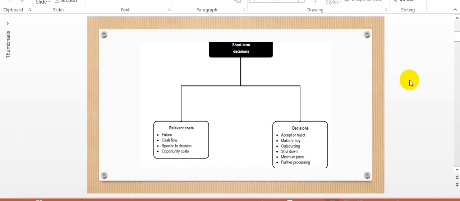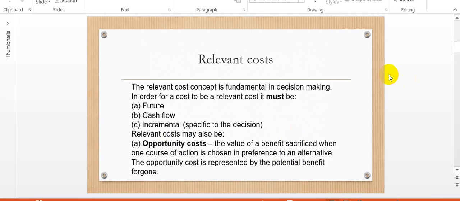In so doing, we use relevant costs to help us in making these decisions. Relevant costs are defined as future cash flows which are incremental or specific to the decision that we are undertaking. Relevant costs may also be opportunity costs, which are the value of a benefit sacrificed when one course of action is chosen in preference to another alternative. The opportunity cost is represented by the potential benefit forgone.